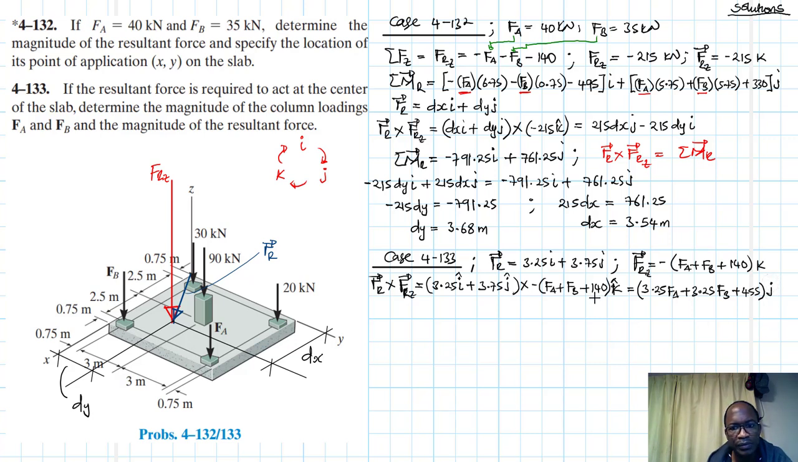Then J cross K will just be, it will be a minus, so this is going to be equal to 3.75 FA and then 3.75 FB and 3.75, that's 525. Okay, that's J cross K, which is an I.